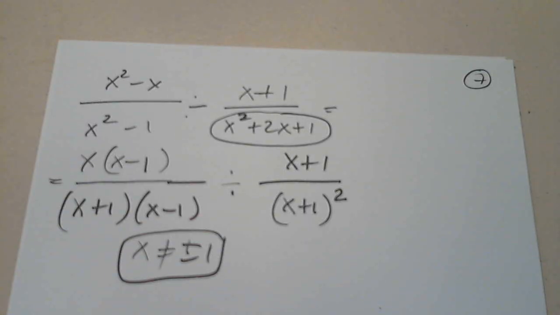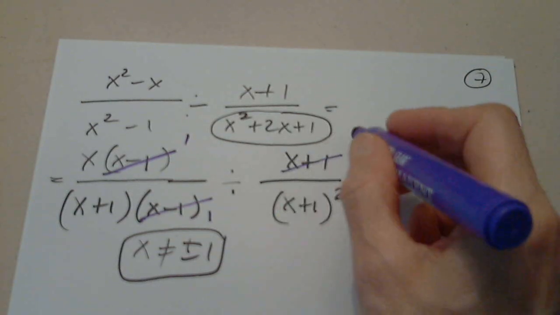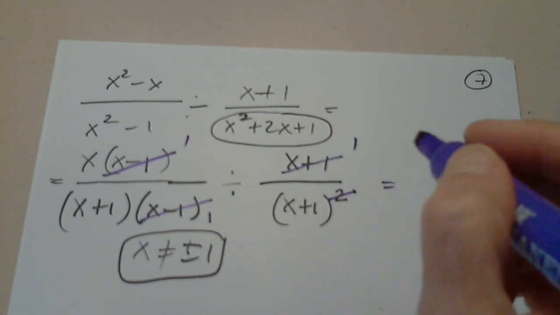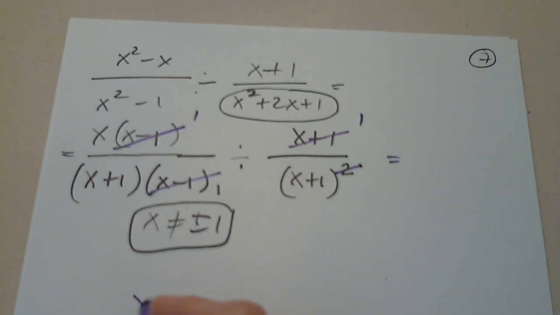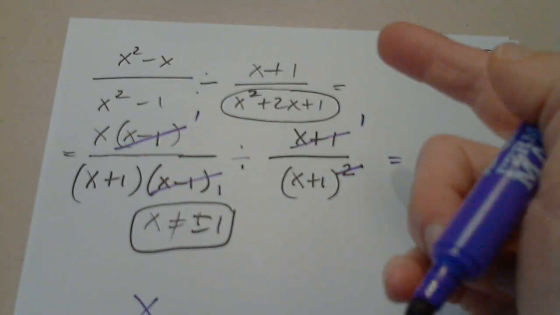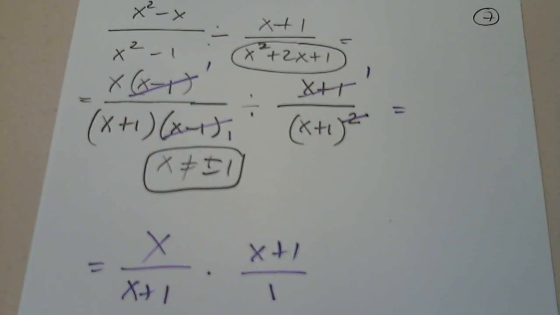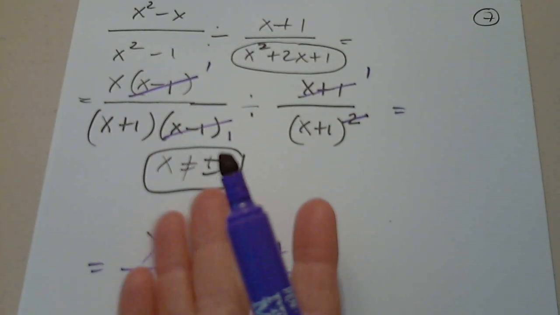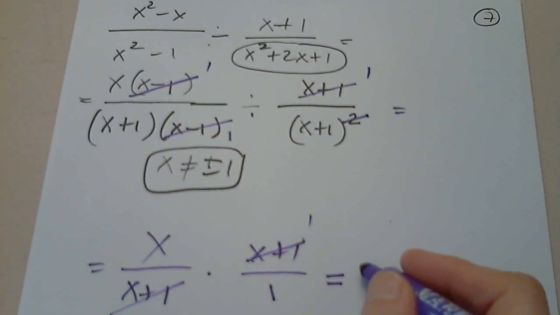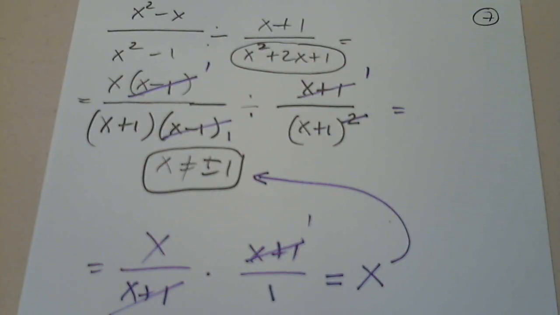I am allowed to do that. So x minus 1 with x minus 1, and x plus 1 with one of those. So therefore, the first fraction is x over x plus 1. The next one I have to flip. It's going to be x plus 1 over 1. No new denominators popped up that I have to state restrictions for. And at this point, I'm done. So the simplified form is x, assuming all conditions work.